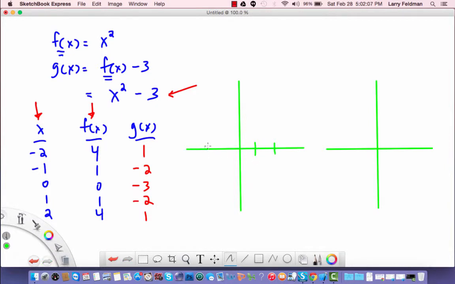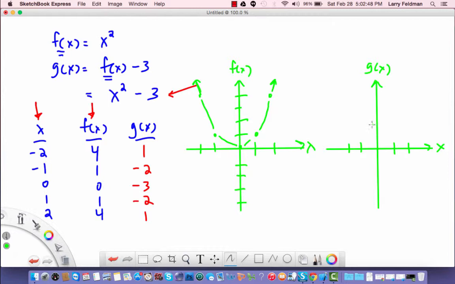Okay, so let's do f of x as usual on the left and g of x on the right. And f of x we've graphed many times before, counting the first lesson on transformations. We have these 5 points here and our familiar parabola like this.